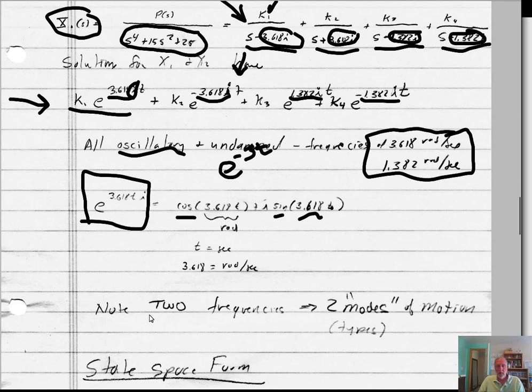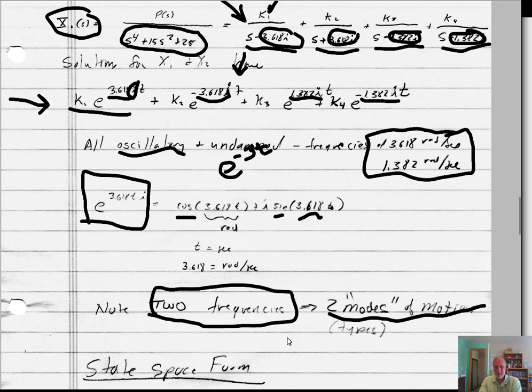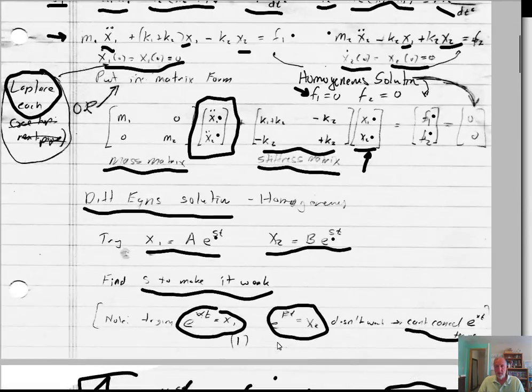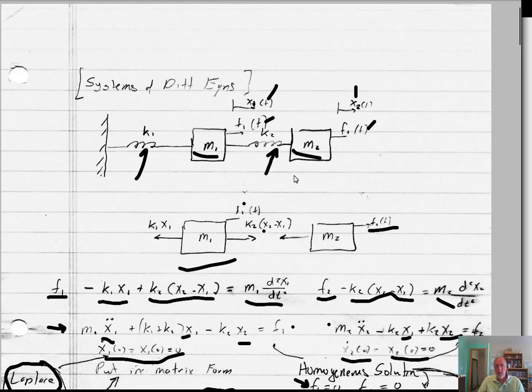Notice, this is really important, that we have 2 different frequencies. That corresponds to what's called 2 modes of motion. What does that mean for the system? It says that x1 and x2 oscillate with 2 combined back and forth motions. Let's go back up to the picture of the system. What that means is that this mass can oscillate back and forth. This mass can oscillate back and forth.